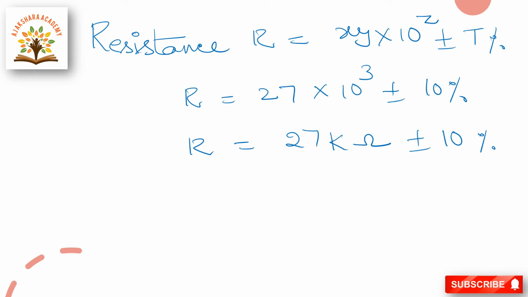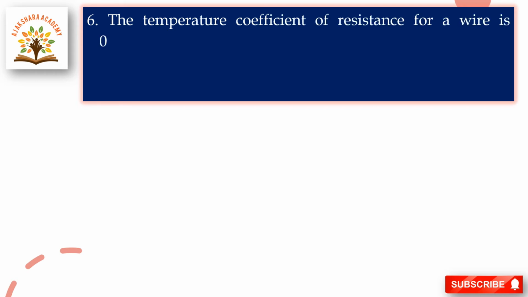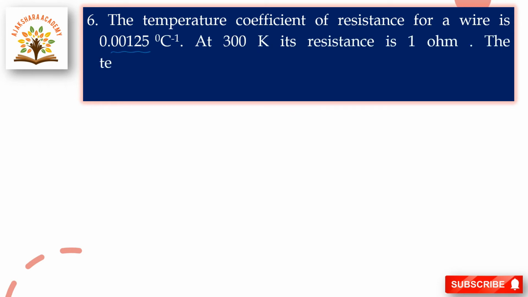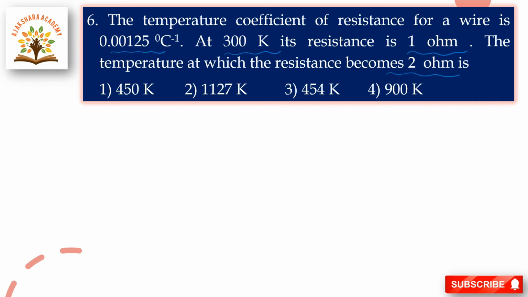Okay, next we'll go to the next question. The temperature coefficient of resistance for a wire is 0.00125 per degree centigrade. At 300 Kelvin, its resistance is 1 ohm. The temperature at which the resistance becomes 2 ohms is. Now let us go to the solution.